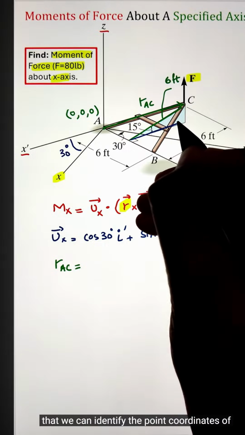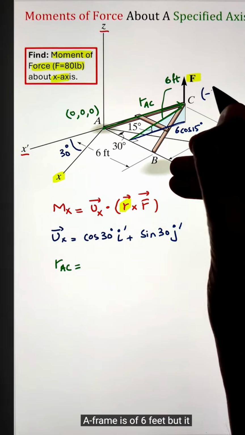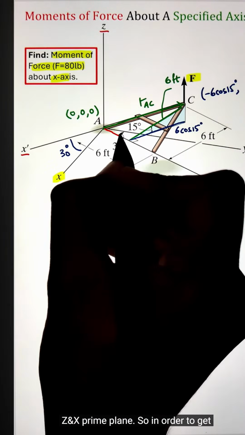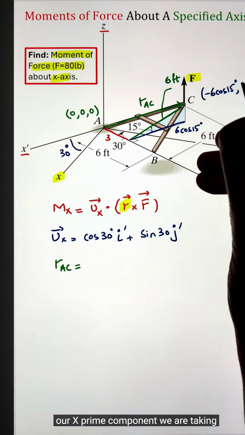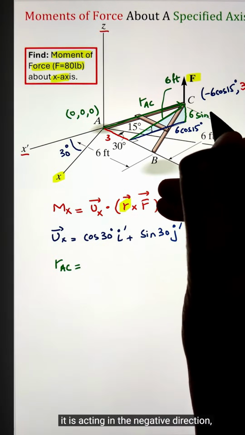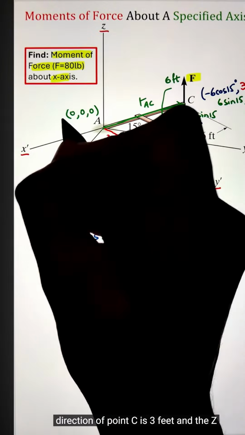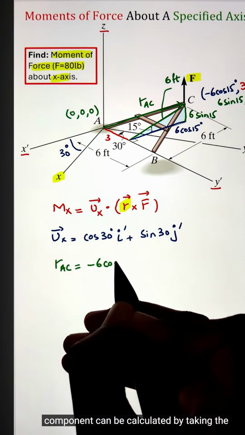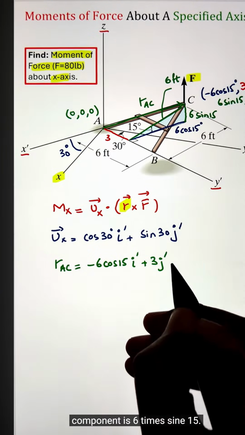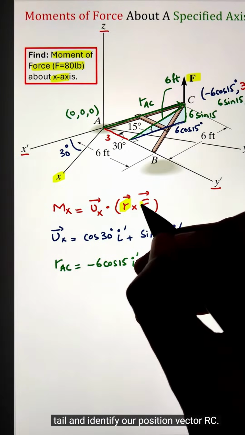To get that, we can identify the coordinates of point C. Since the length of that A-frame is 6 feet, but it is tilted at an angle of 15 degrees on our z and x prime plane, in order to get our x prime component, we take the cos 15 function of 6. But since it is acting in the negative direction, I have minus 6 cos 15, whereas the component along the y prime direction of point C is 3 feet, and the z component can be calculated by taking the sine 15 function. So the z component is 6 times sine 15. Once we have that, we can do head minus tail and identify our position vector r_AC.